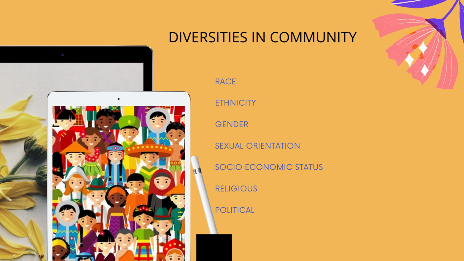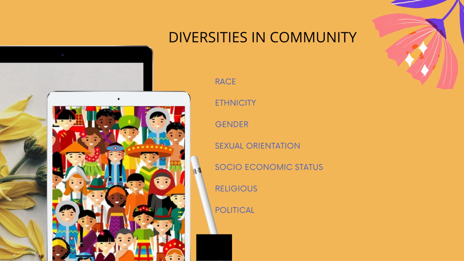Next one is gender. So we have female, male, and now we also have the LGBTQ. It is also related to what sexual orientation is. The next one is socioeconomic status. It depends on the status of a person, if you're middle class, low class, or high class. And then the next is religion. Here in our country, we have a lot of religions. We have Born Again, Catholics, Seventh-day Adventists, Jehovah's Witnesses. In other countries, they have Buddhism and others.